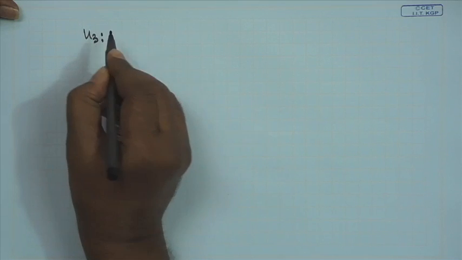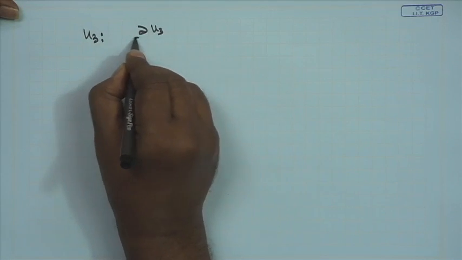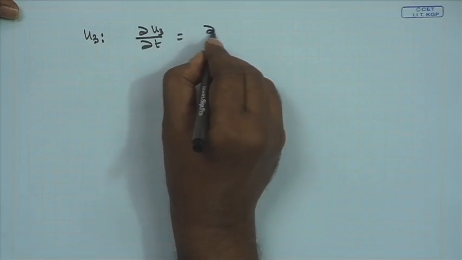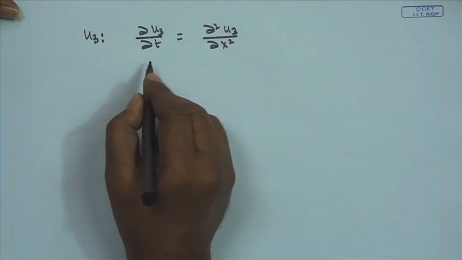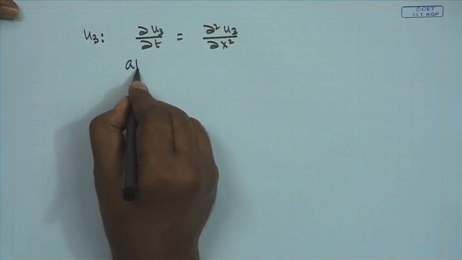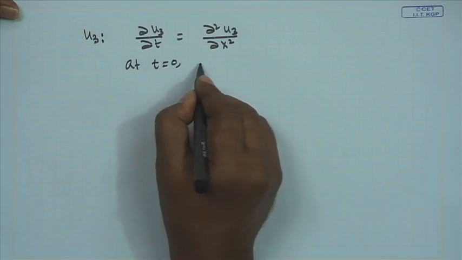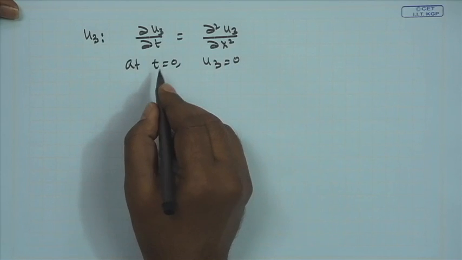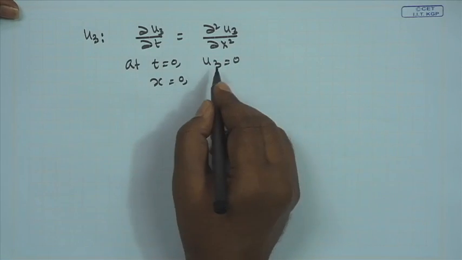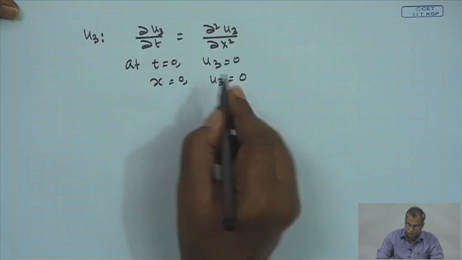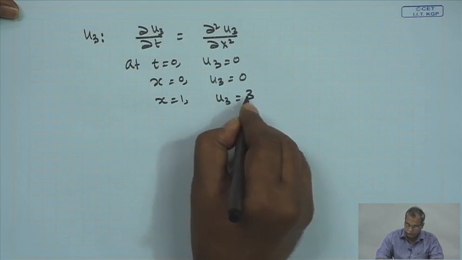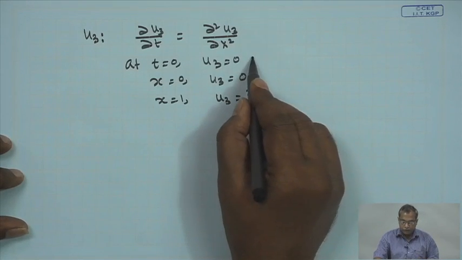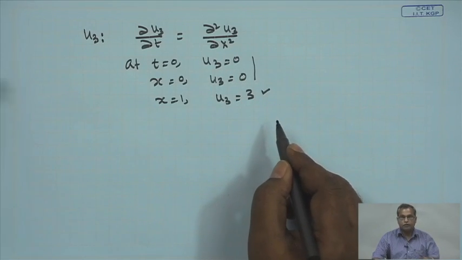And what is u3? u3 will be nothing but del u3 del t is equal to del square u3 del x square. And what are the boundary and initial conditions? At t is equal to 0, u3 is equal to 0, at x is equal to 0, u3 is equal to 0, and at x is equal to 1, u3 is equal to 3. So, here I force these two non-homogeneities to vanish, and I keep this non-homogeneity intact.